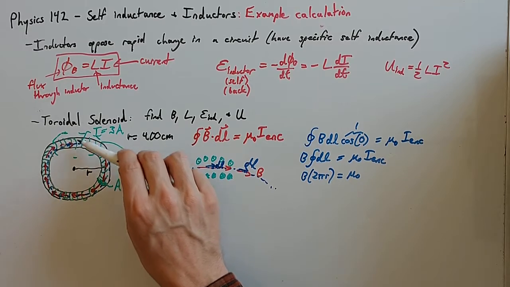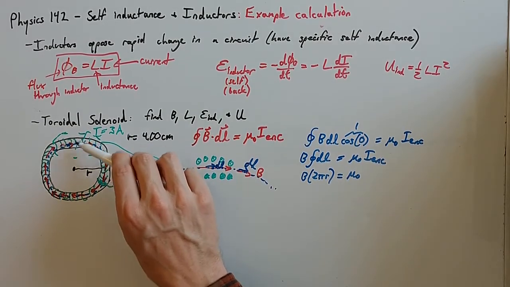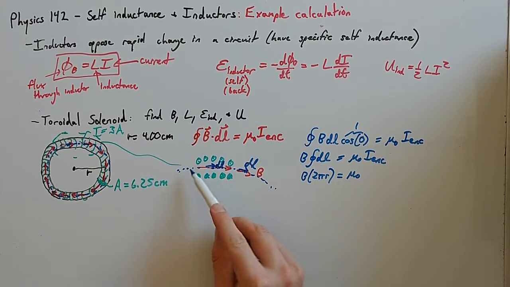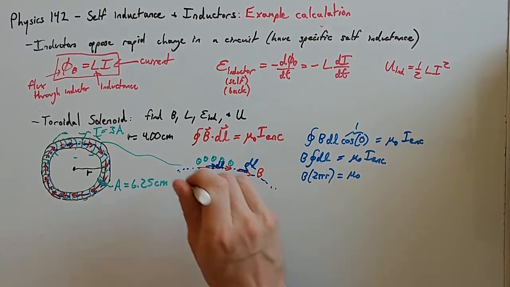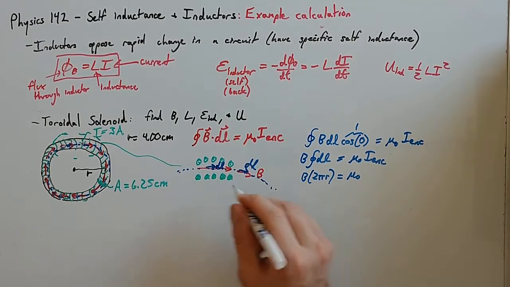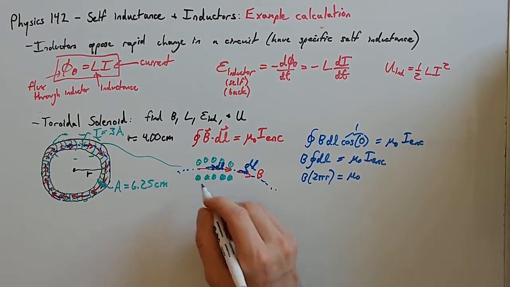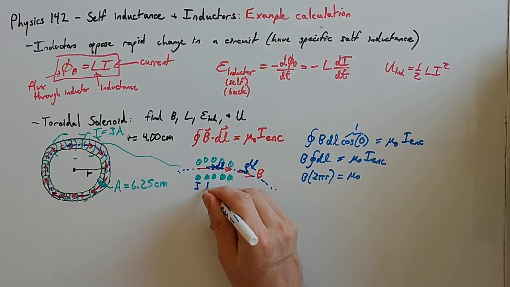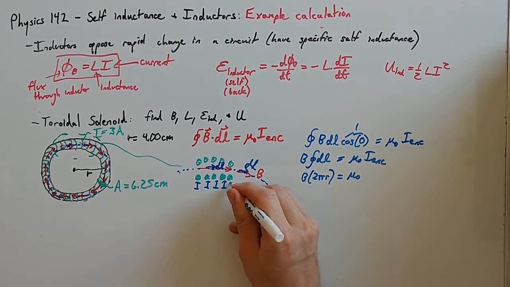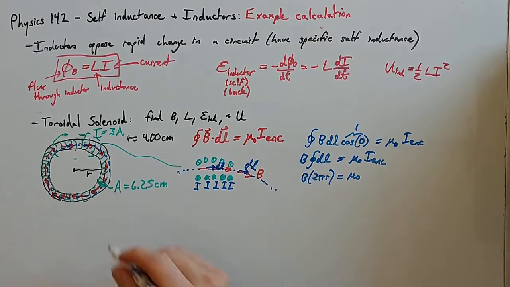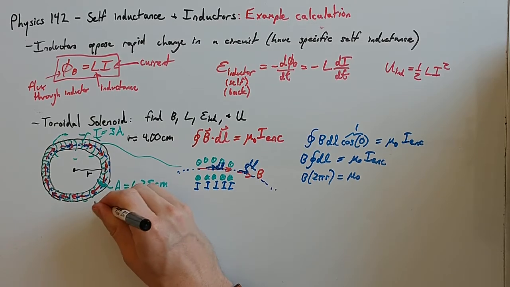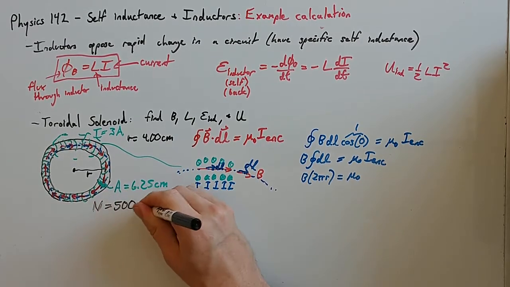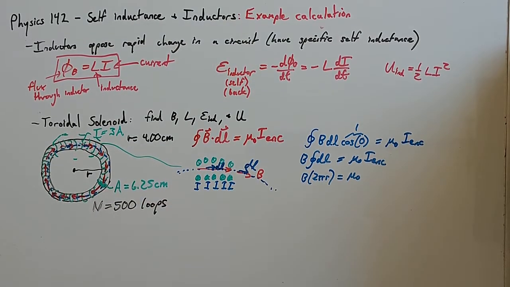Well, each current loop has current I going through it, right? 3 amps going through it. And so if I look at what's enclosed, I have a bunch of wires going into the page, so to speak, right? In my loop going into the page, and every current loop has current I going through it. And so if I have n current loops, maybe we should choose a number. Let's say we have 500 loops.